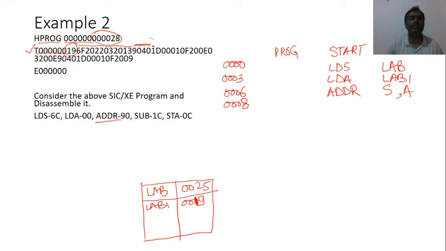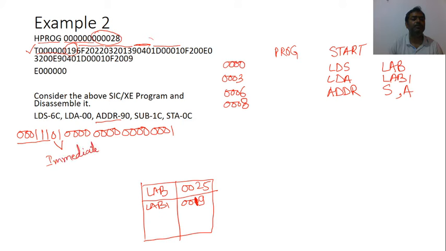I have to consider the next object code, that is 1D0001. So I have to write it in binary: 0001, and D means 1101, so 1D0001 means 0001 1101 0000 0000 0000 0001. Our opcode is this one, NI is 01, that means there is immediate addressing. X is 0, B is 0, P is 0, E is 0, and this is the immediate operand.